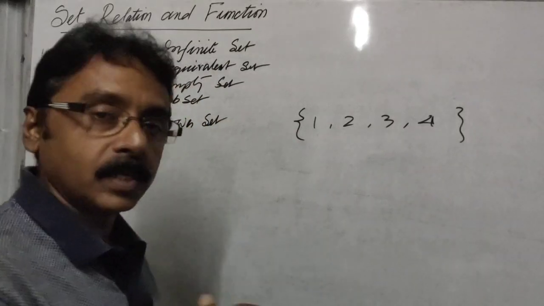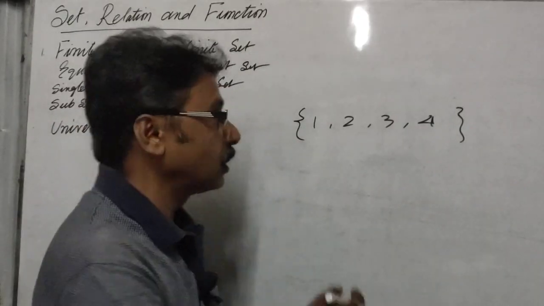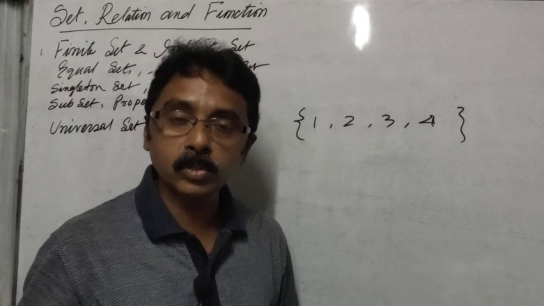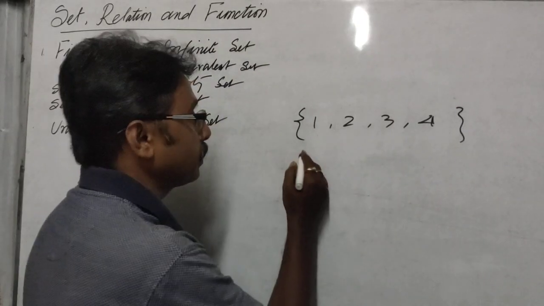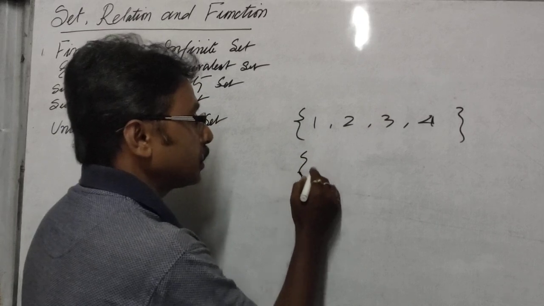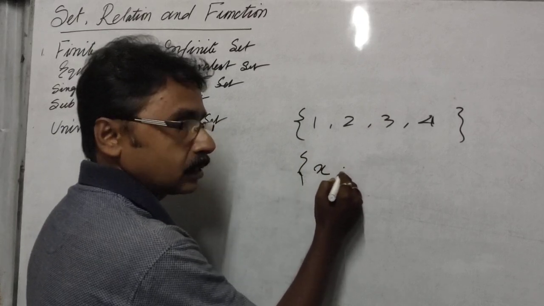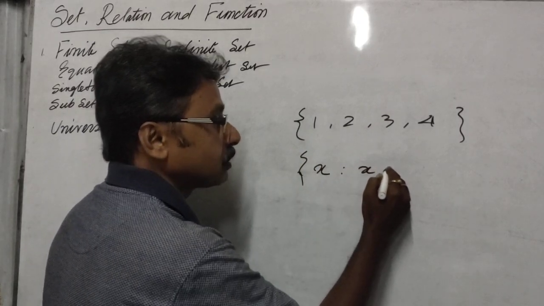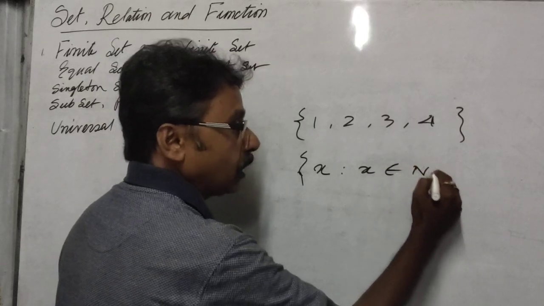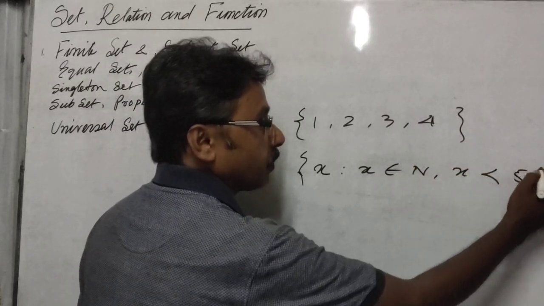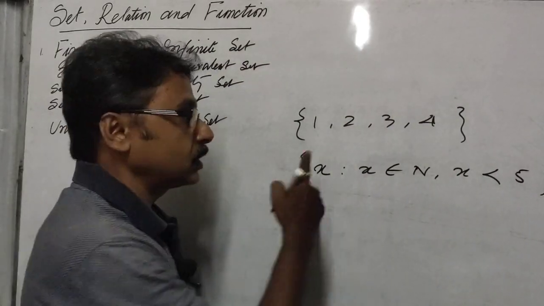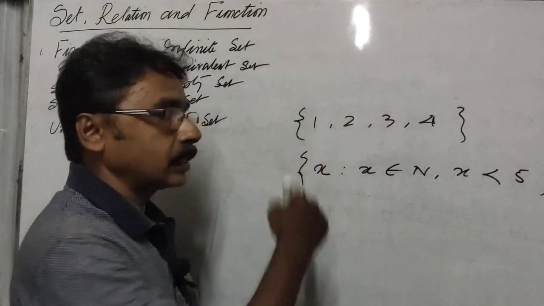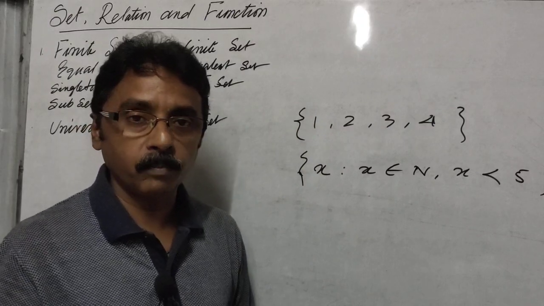Now the set we can define in different ways. Here what I have written is the roster form, and the same set we can represent in another method, that is, suppose {x : x belongs to N and x is less than 5}. So the same set we represent in a different form. This is called the set builder form and that is called the roster form.